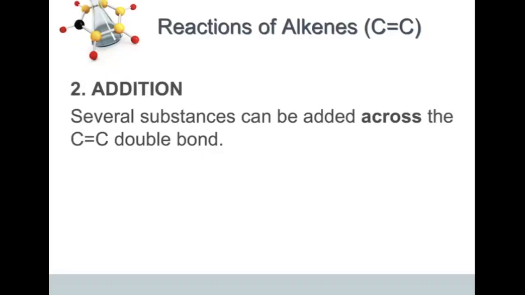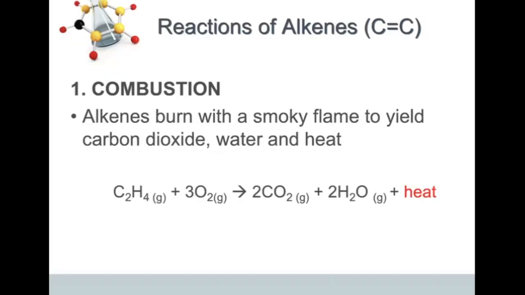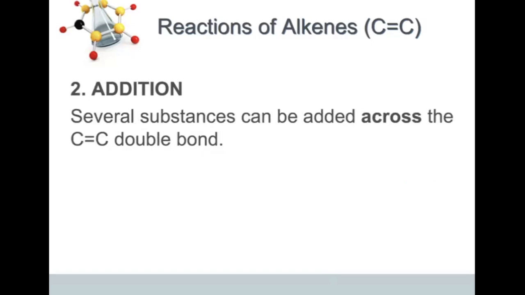So just to start off, alkenes undergo combustion reactions. We get carbon dioxide, water vapor, and heat. Then they undergo addition reactions, and we can have many types of addition reaction depending on what is being added across the double bond. So you'll see the trend.